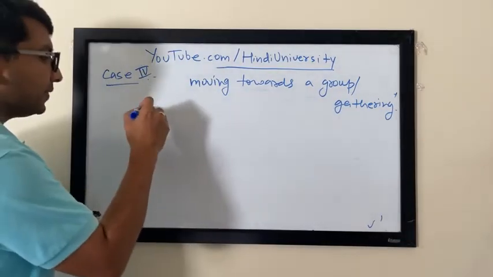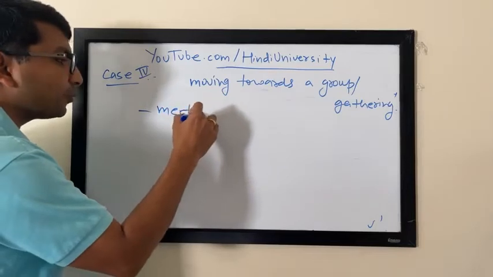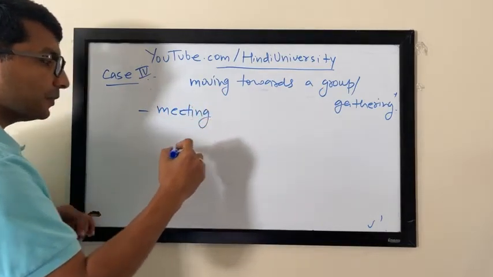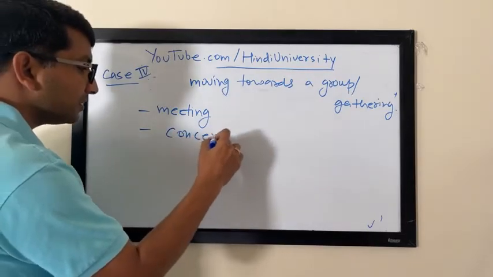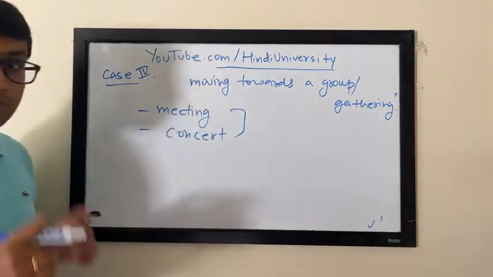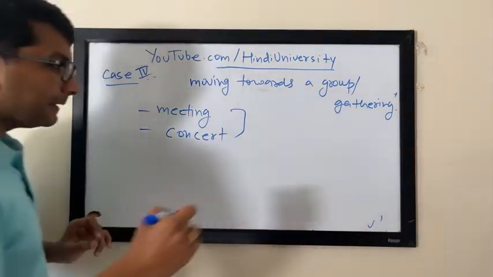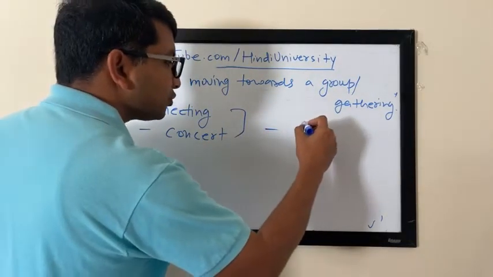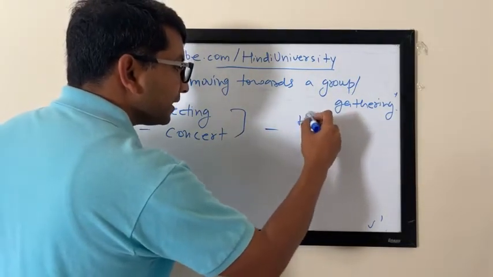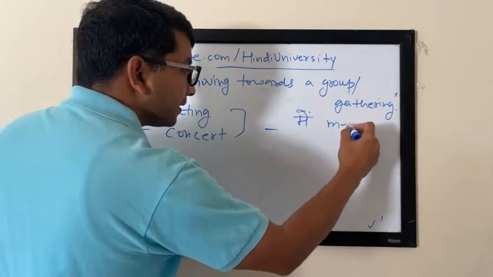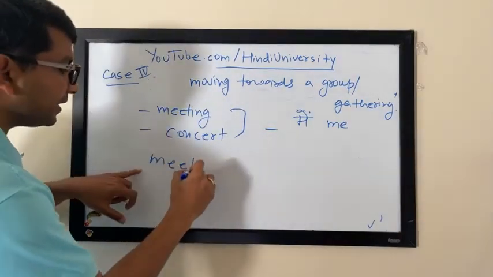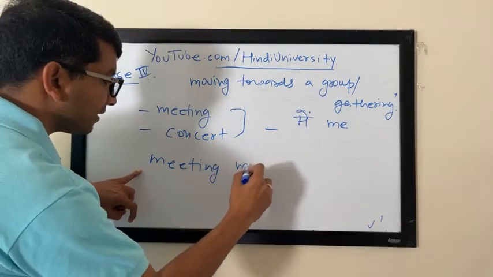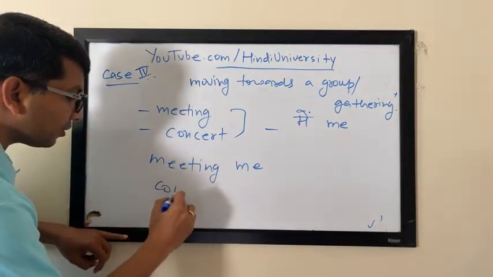So let's say, typically when you have a meeting, there's a group of people, right? If you're going for a concert, it's a group of people, not one person. There you will end up using the postposition "mein." You will use "meeting mein" and "concert mein."